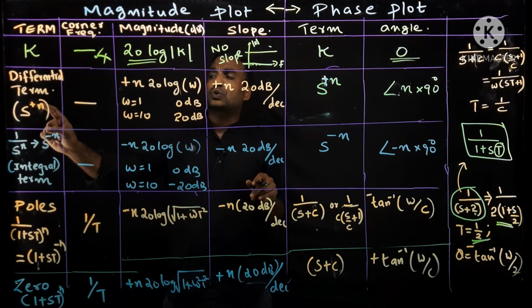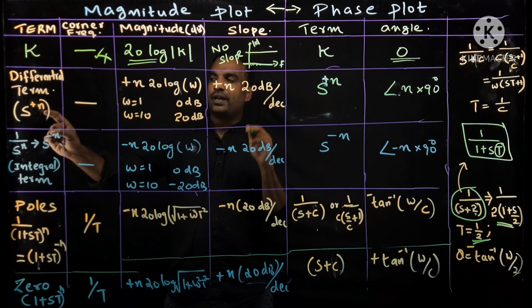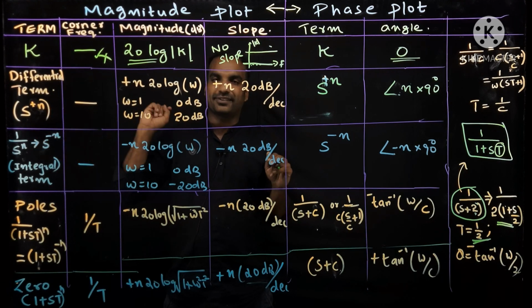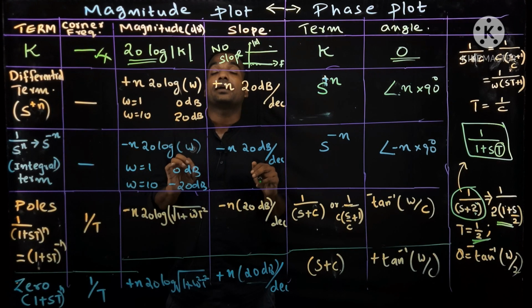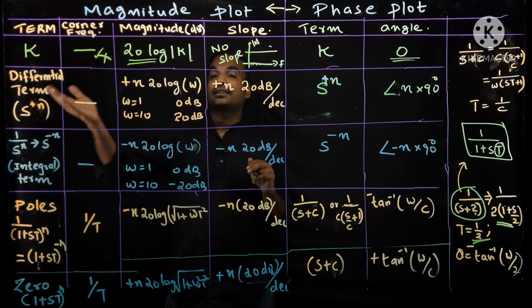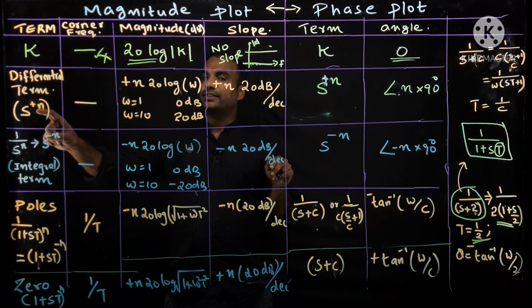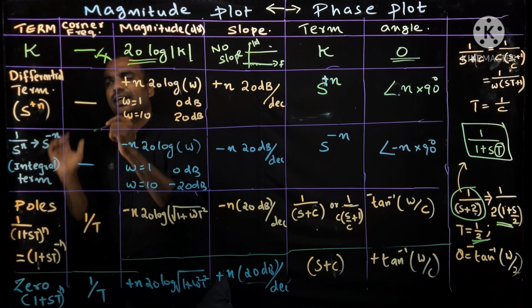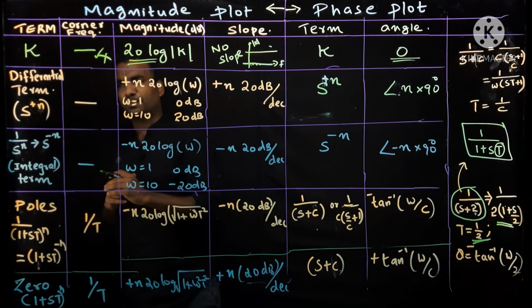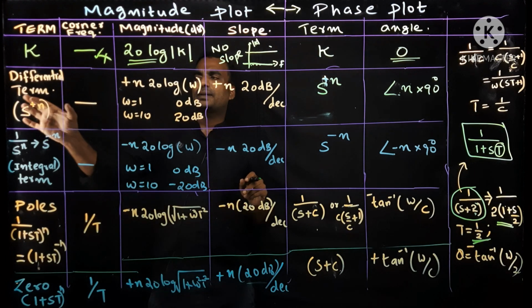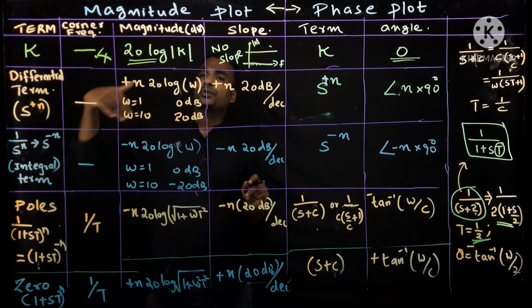If it is s square, then n is 2. If it is s cube, n is 3. So s square by s plus 2. What is the differential term? S raised to 2, and the value of n is 2. So making it standard, I am representing s raised to plus n. So plus n means it will always be in the numerator.